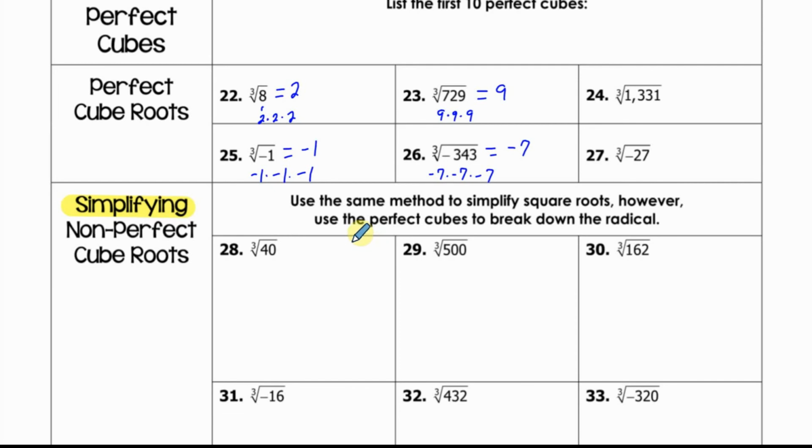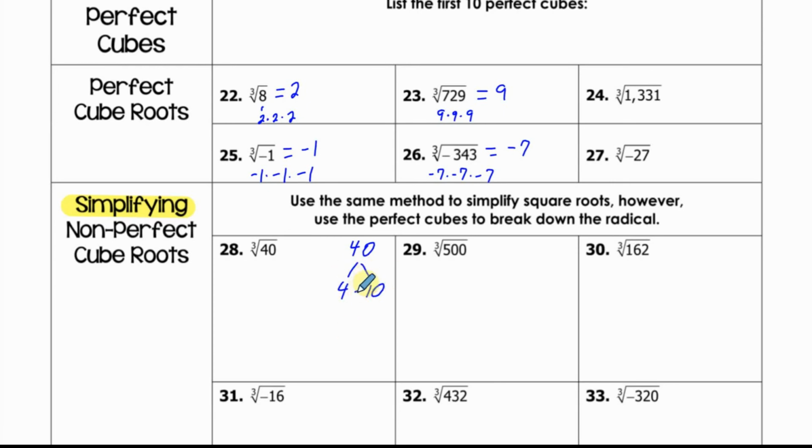The first step is still the same. You're going to do your factor tree. We have to break this down. So now we're doing ones that are not perfect cube roots. All these were perfect cube roots. They all turned out to be whole number answers. These are not going to be whole number answers. So here we go. 40, all right? You can start it with 2 times 20, 4 times 10, 5 times 8. It will make no difference how you start it. I'm going to start 4 times 10.